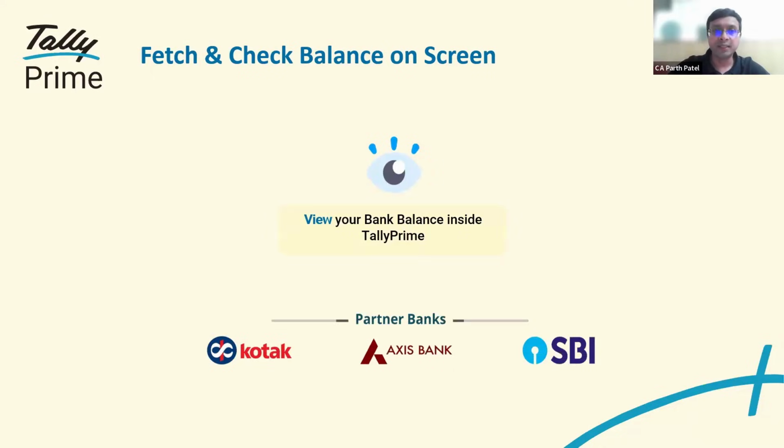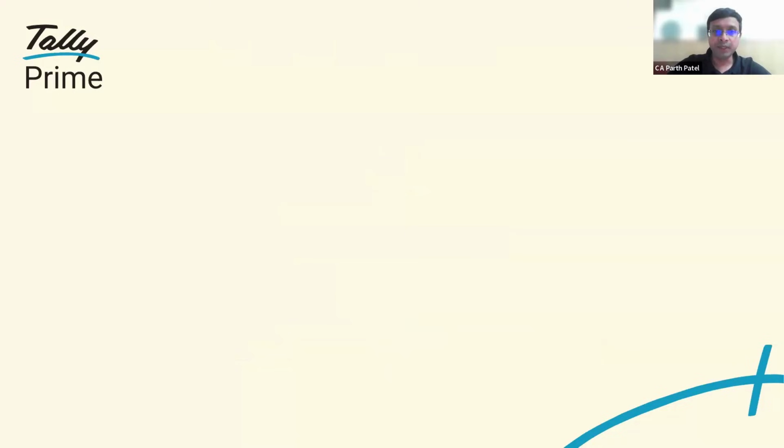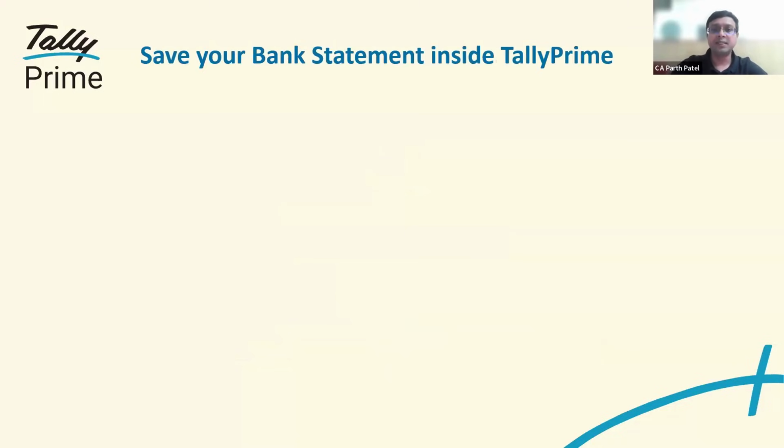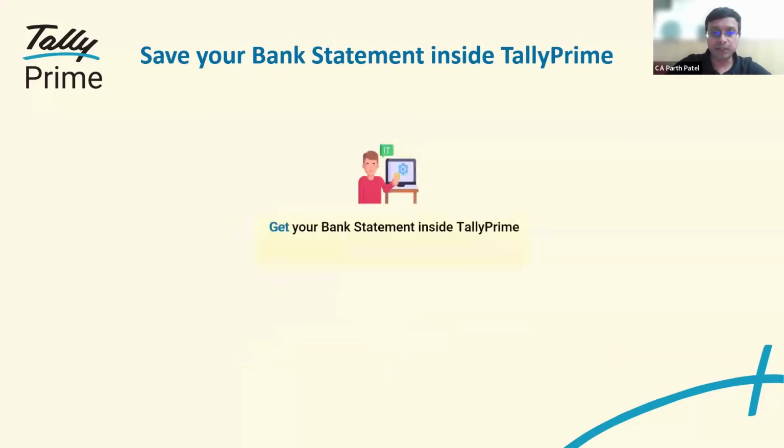So in that case, they can simply go to the TallyPrime application, and they need not provide an OTP each and every time they check the on-screen balance for any of the three partner banks, right? So this will save time for them. This will help avoid the OTP dependency for checking the balance multiple times in a day. Then the second one is getting the bank statements.